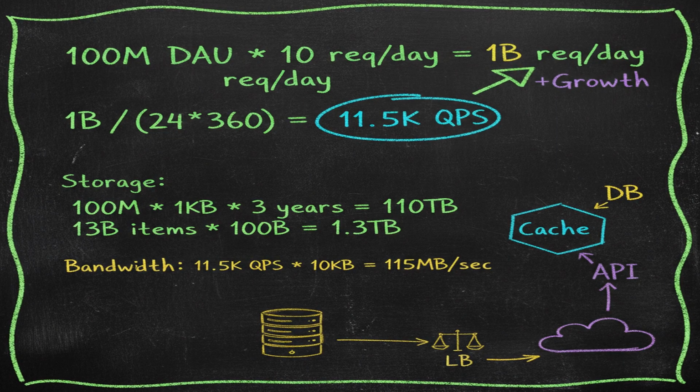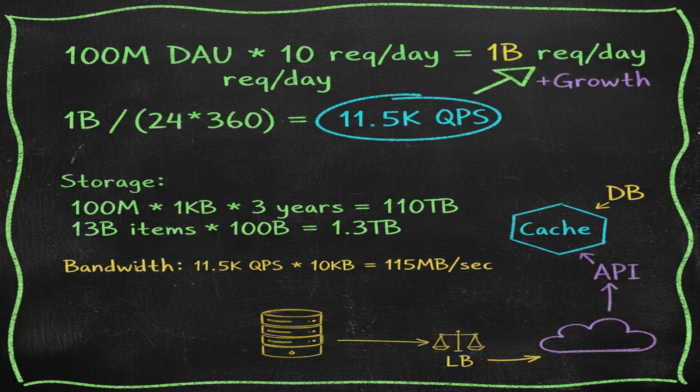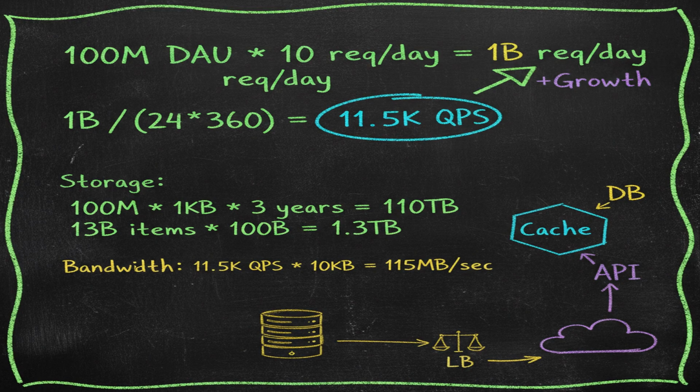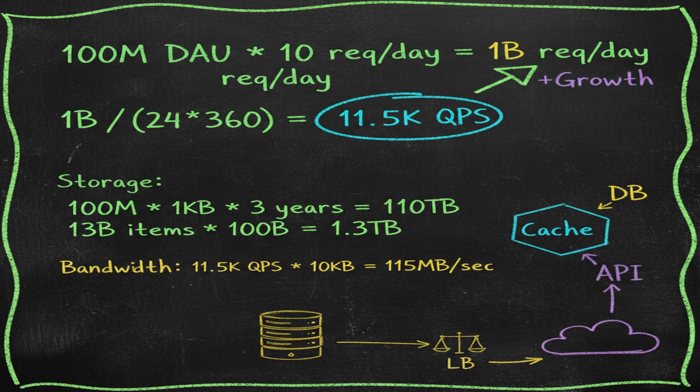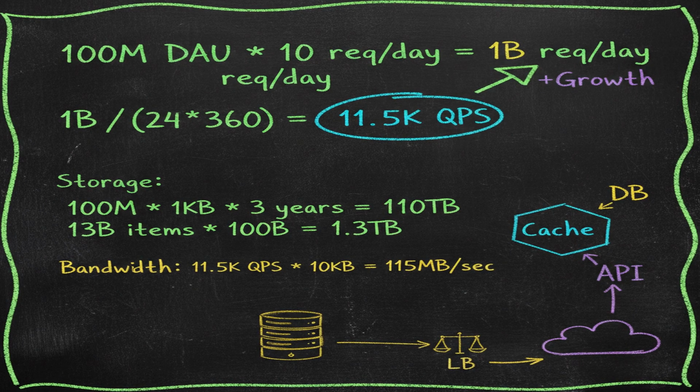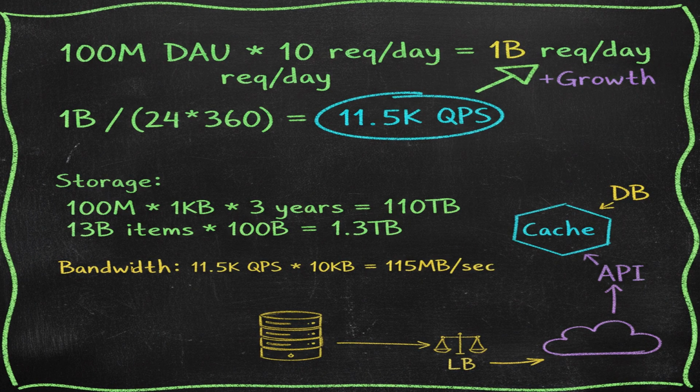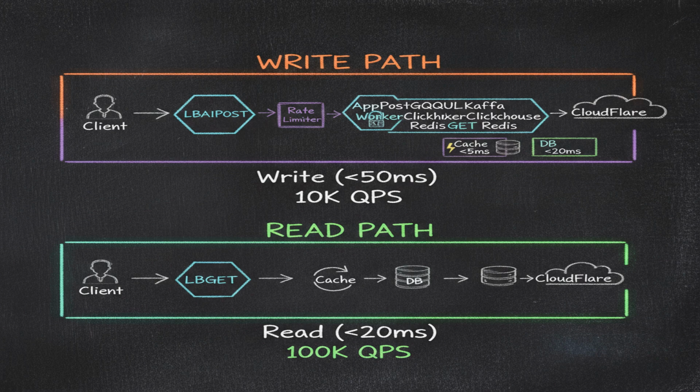We also need to store item metadata. With 13 billion items, storing even 100 bytes per item adds another 1.3 terabytes. This is where most people go wrong. They forget to account for growth and future feature additions, so always pad your estimates. We also need to consider the storage for pre-computed features, which can easily double our storage requirements. This estimation is crucial for choosing the right technologies and scaling strategies.